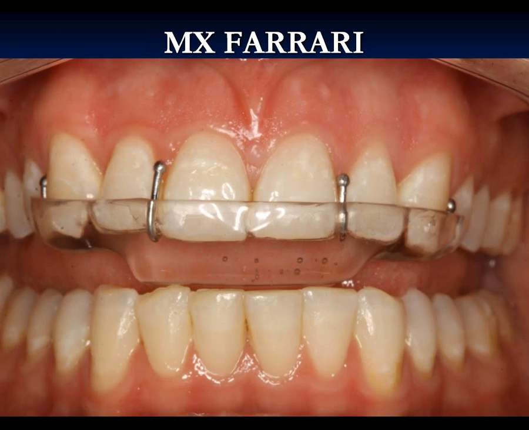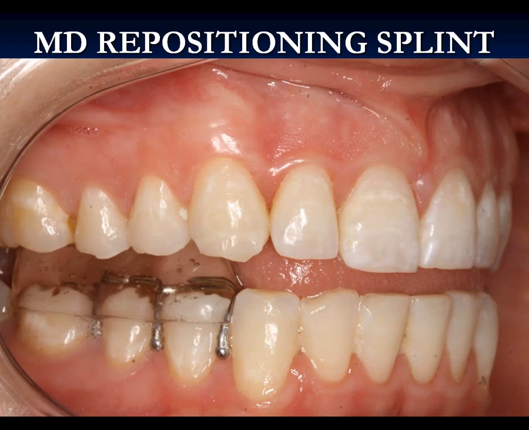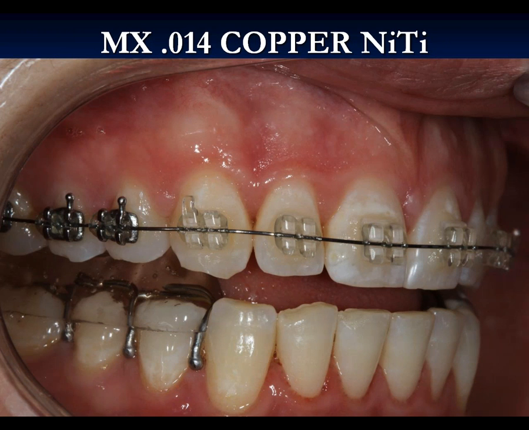So there's the Ferrari. Make sure only the four incisors hit. It looks like we have to adjust that a little bit. Sometimes my staff will take the photo before I come in the room. I come in and put some articulating paper and adjust that so all four teeth are hitting evenly, with no posterior teeth touching and no cuspid touching. Okay? Repositioning splint by day. And now we're going to put the brackets on.